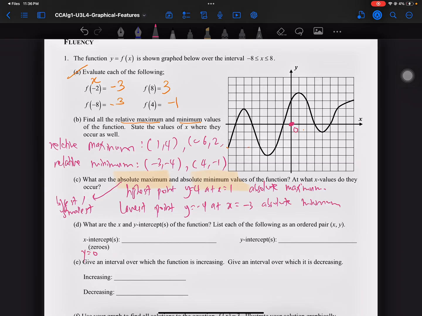I can write the coordinates in order. x is 1, 2, 3, 4, 5, 6, 7. So (7, 0), and this is (5, 0). Sorry, this is negative, at the left side: -5 and -7. And then this is (-1, 0), and then this is (3, 0), and then this is (5, 0). This is our x-intercept. So I list down.